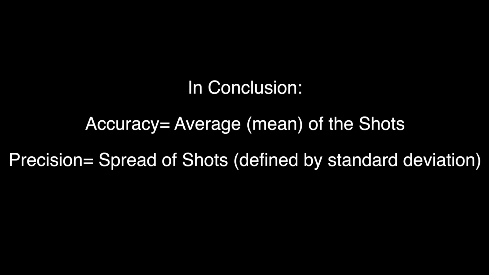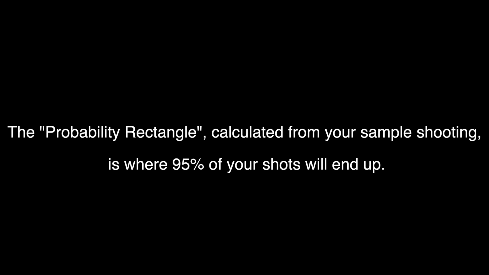So in conclusion, accuracy is defined as the average or mean of the shots. It's a numerical value, how close you are to the bullseye. Precision is the spread of shots defined by the standard deviation. It refers to how far apart the individual shots are. There are accuracy and precision measurements for both elevation and windage. So the most important thing to do is create what I like to describe as the probability rectangle, calculated from your sample shooting, where 95% of your shots will land.